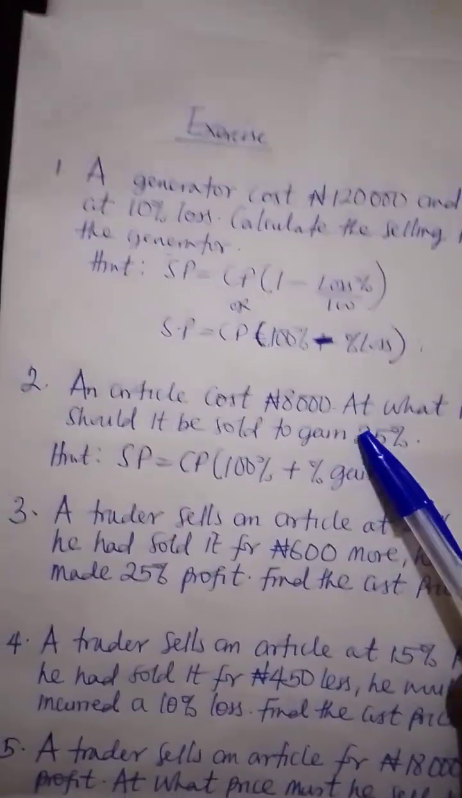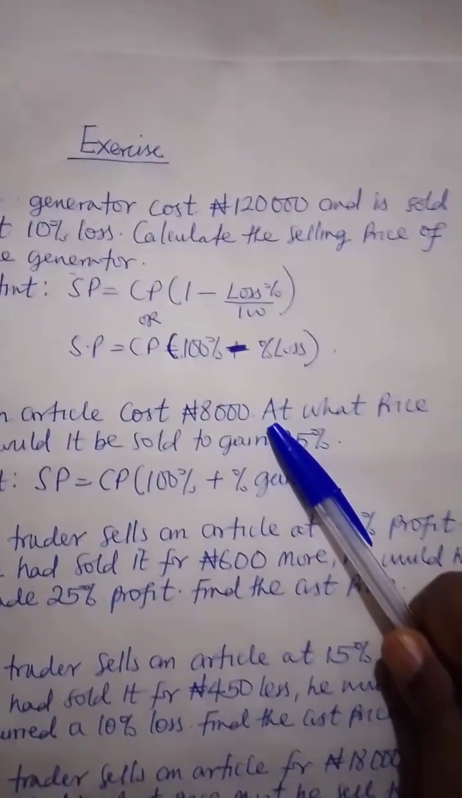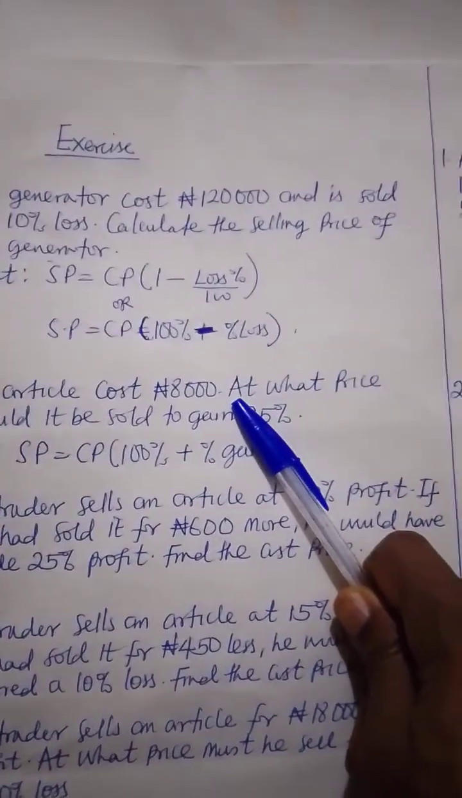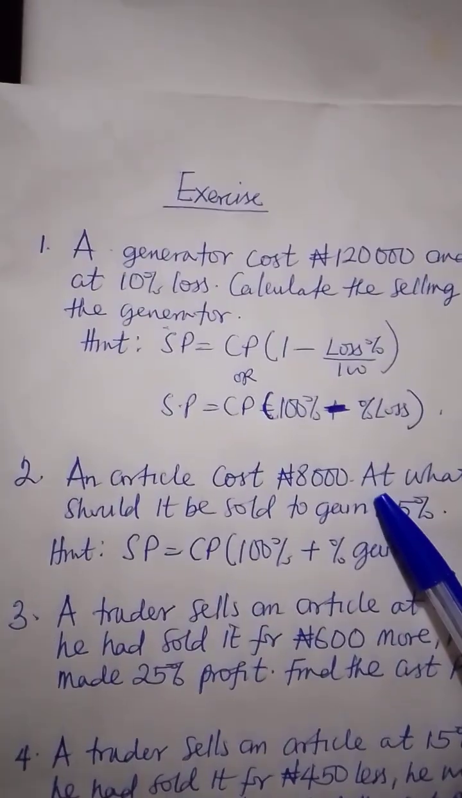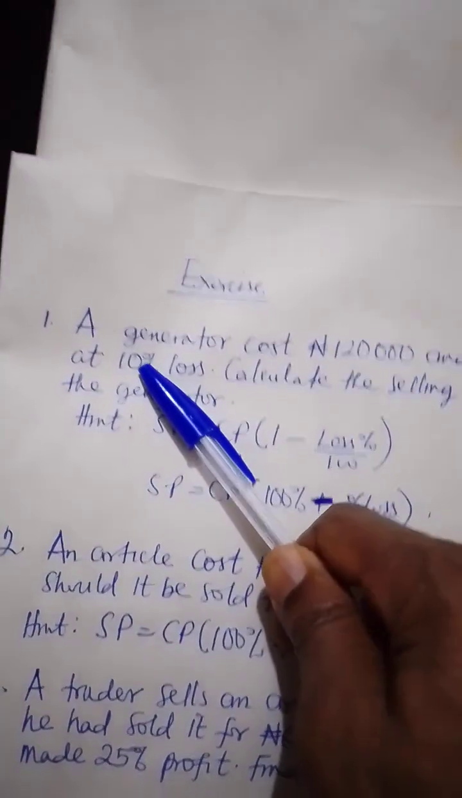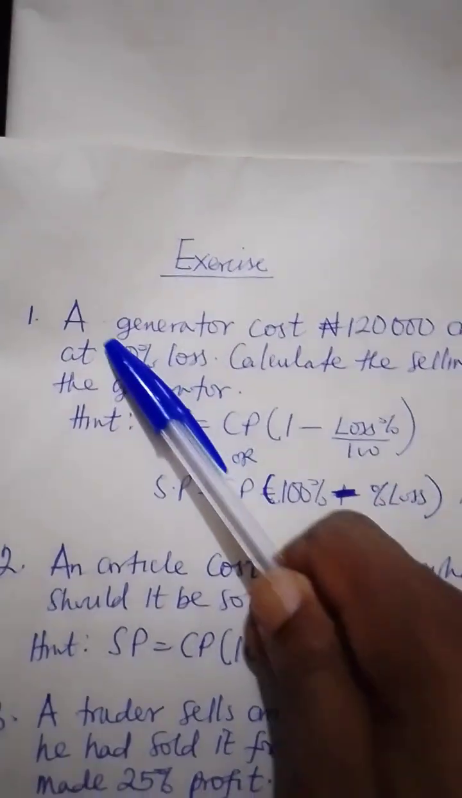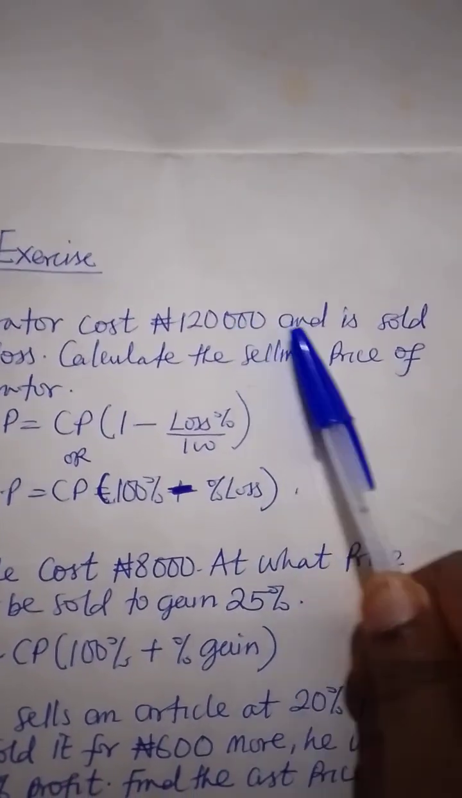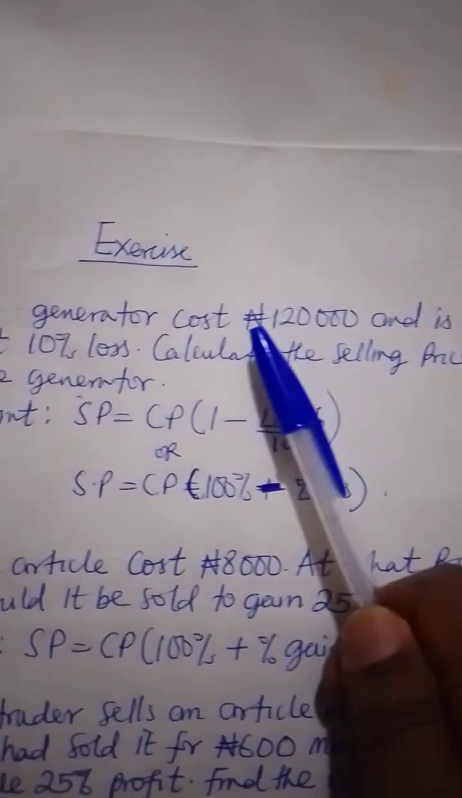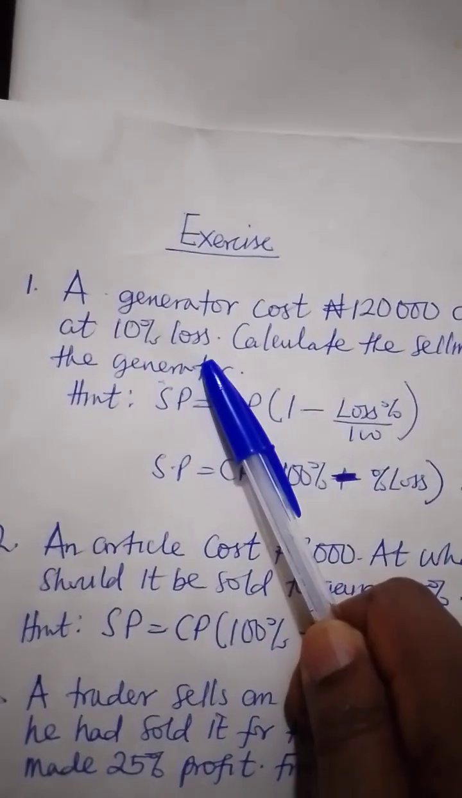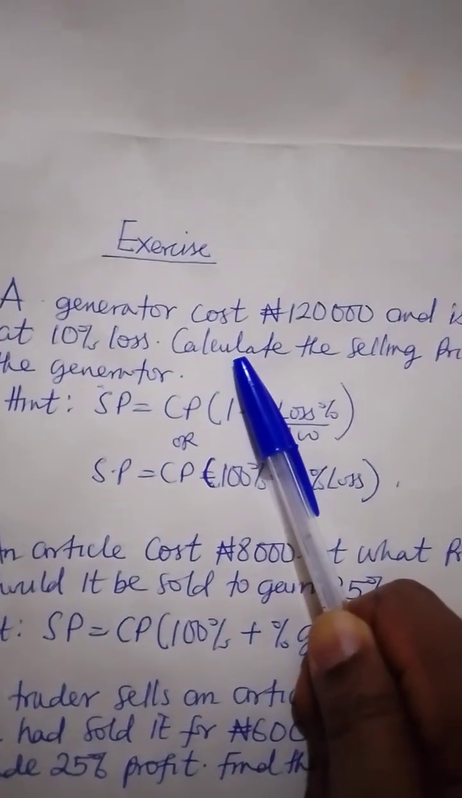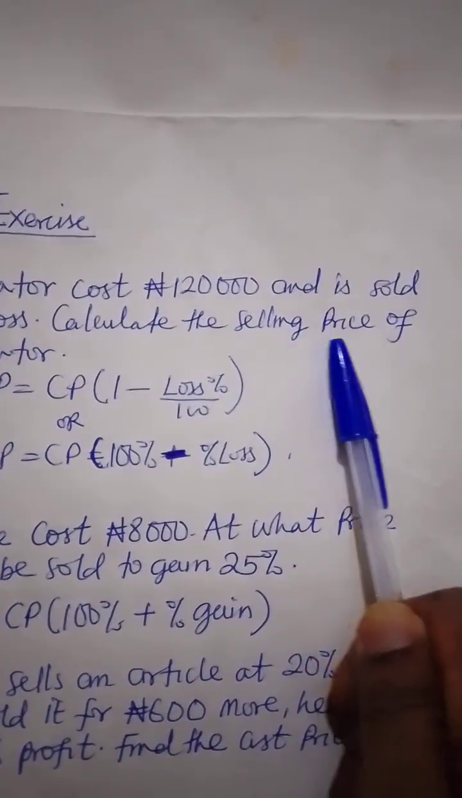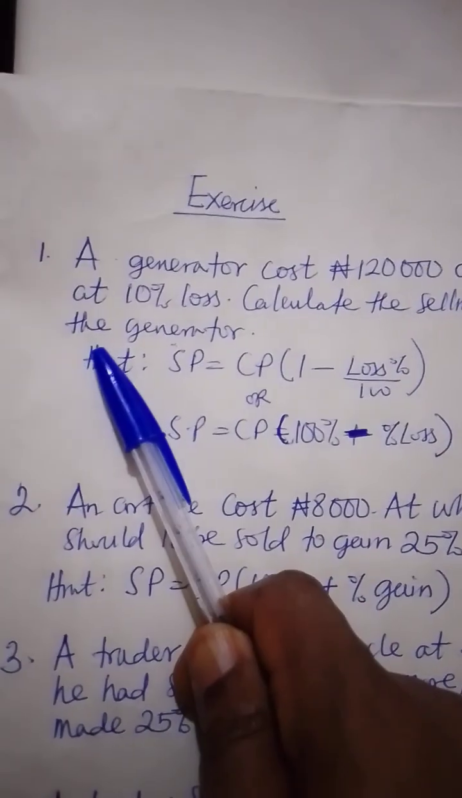You will be required to do the following questions just to test if you actually understood what we have gone through together. Let's look at number 1. Attempt the following questions. A generator cost 120,000 and is sold at 10% loss. Calculate the selling price of the generator.